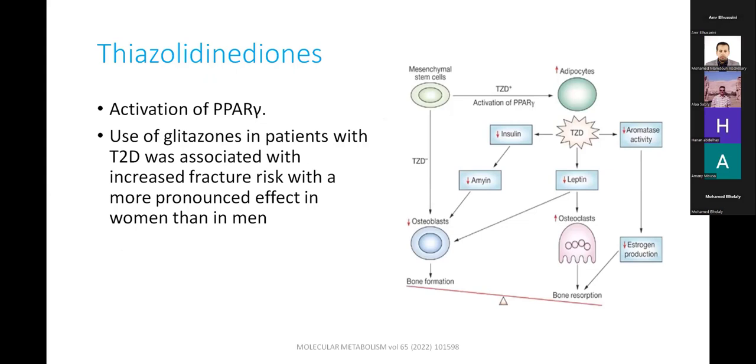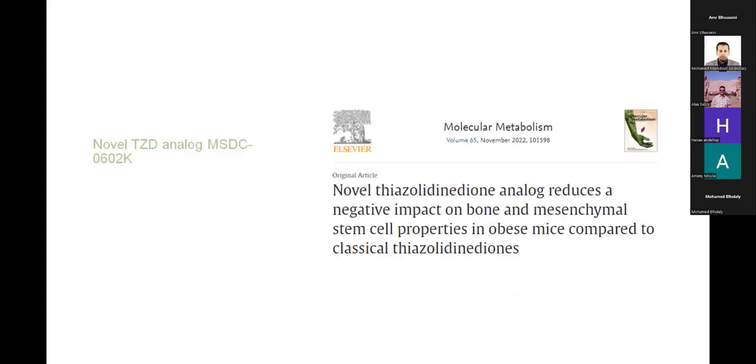Glitazones do the reverse of what metformin does. In contrast to metformin, they shift the mesenchymal cell to adipocyte differentiation rather than osteoblast differentiation. It has been accused of having many side effects, including harm to the bone and increased risk of fracture, and you gain weight. However, there is a possibility of a novel analog of glitazone, which is probably still under trial, that probably improves most of the impact that the old glitazone had on bone and may be helpful.